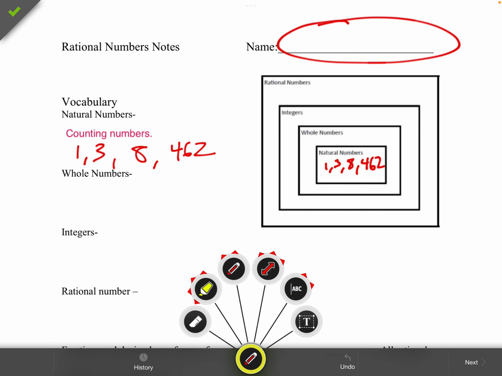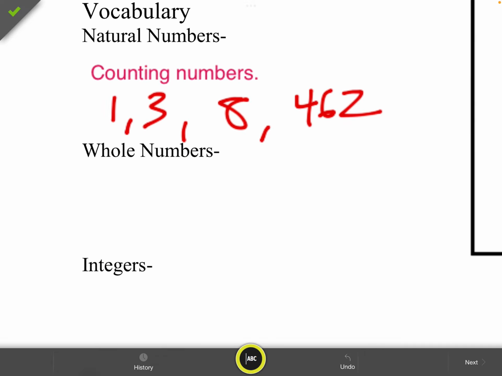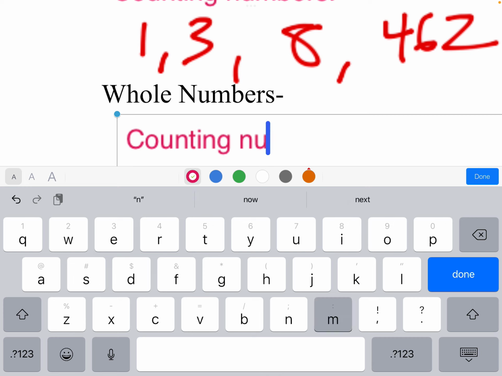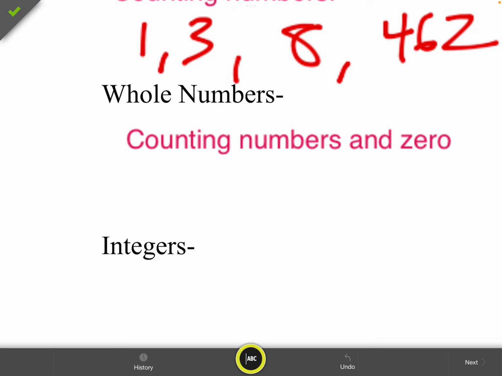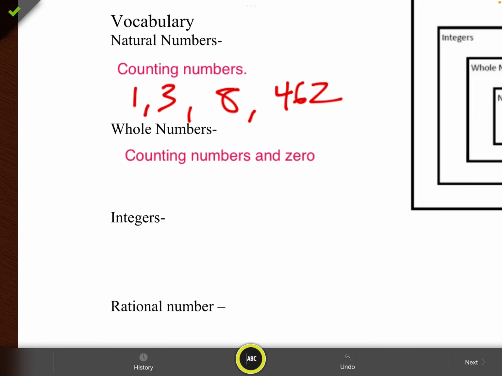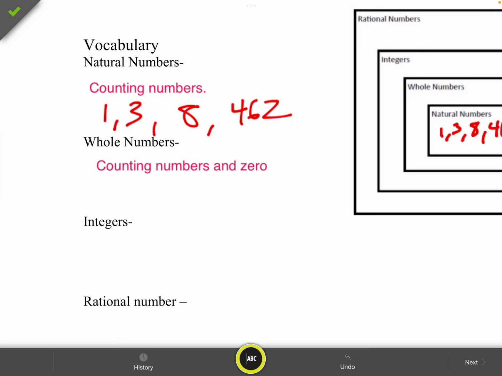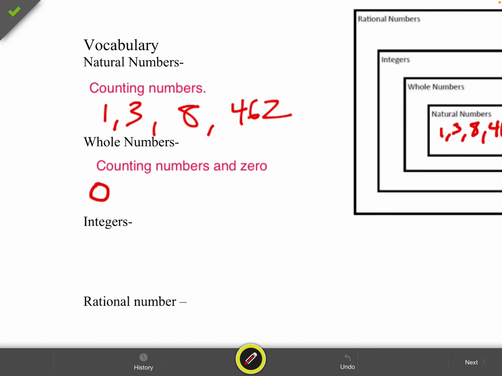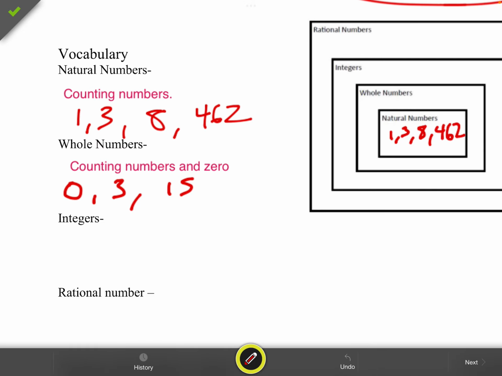Our whole numbers, that is our next classification of rational numbers. Our whole numbers are just counting numbers and 0. Give you a moment to type that in, fill that in on your sheet. So our counting numbers and 0. I'm going to give some examples here. We have 0, 3, 15. I'm going to go ahead and fill that in my chart here. 0, 3, 15. All right.